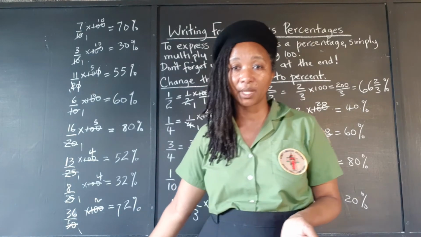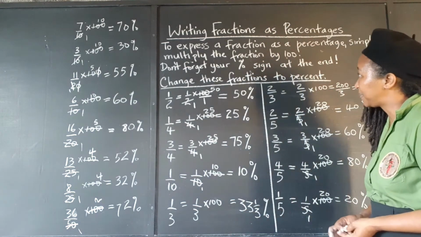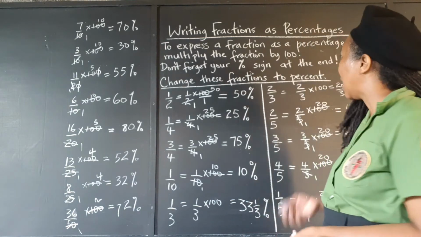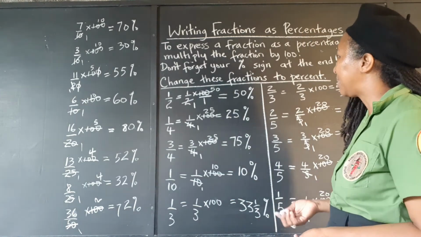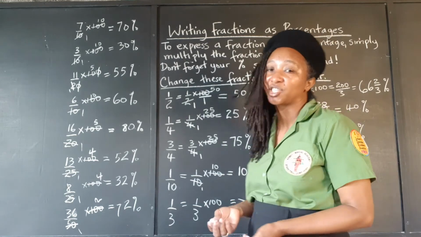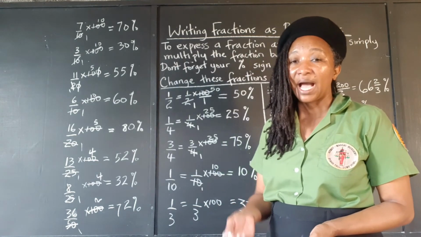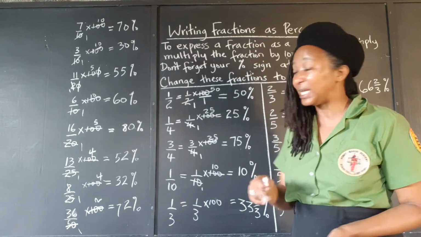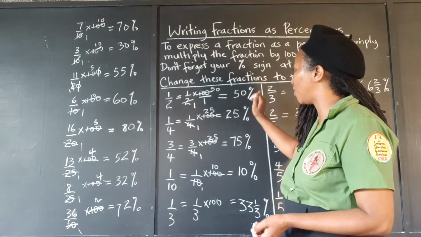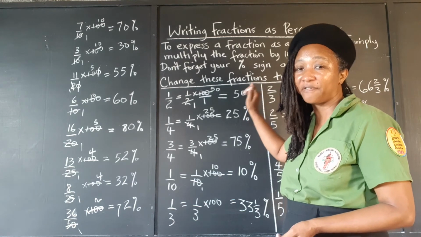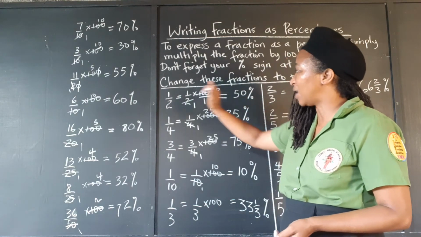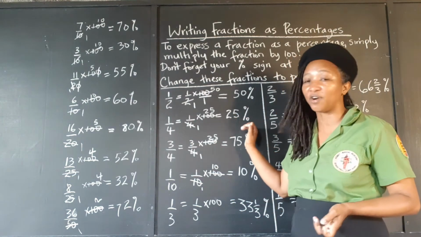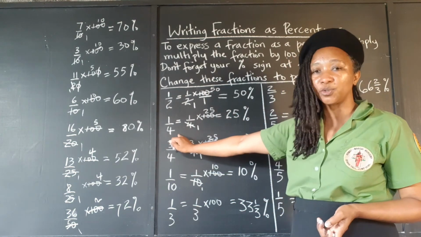72%. Right, so those are the steps to recap, to express a fraction as a percentage. Simply multiply the fraction by 100. And remember to put your percent sign to indicate that you're really saying this is 50 out of 100. We're saying you're going to need 50 out of 100 parts to have an equivalent of a half. You're going to need 25 out of 100 to be equivalent to a quarter.